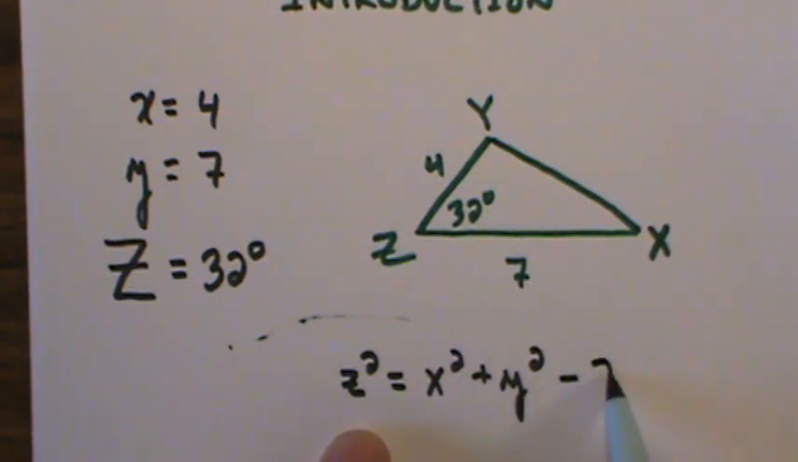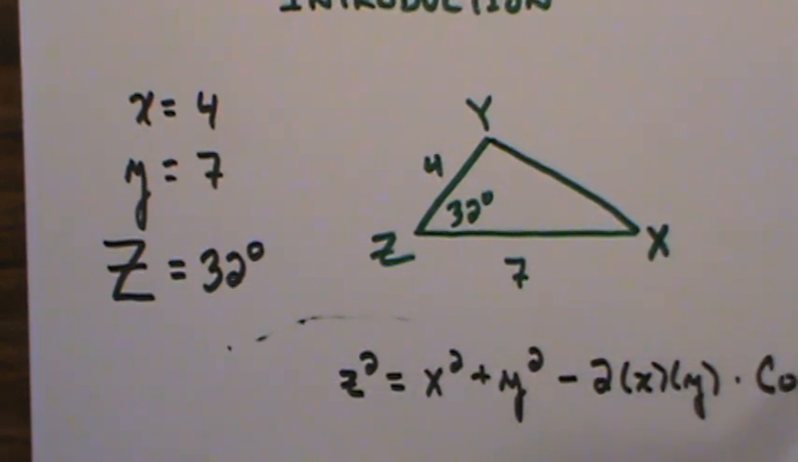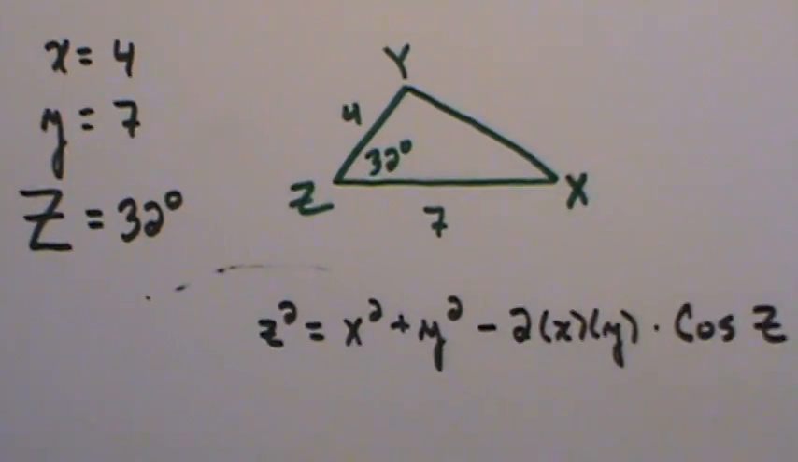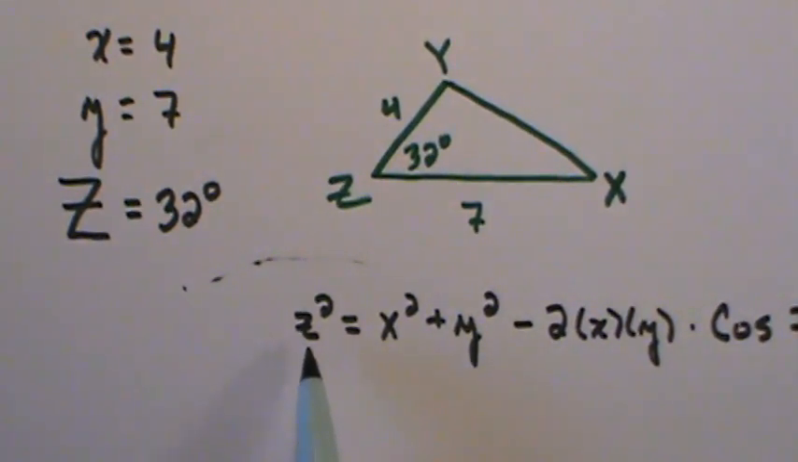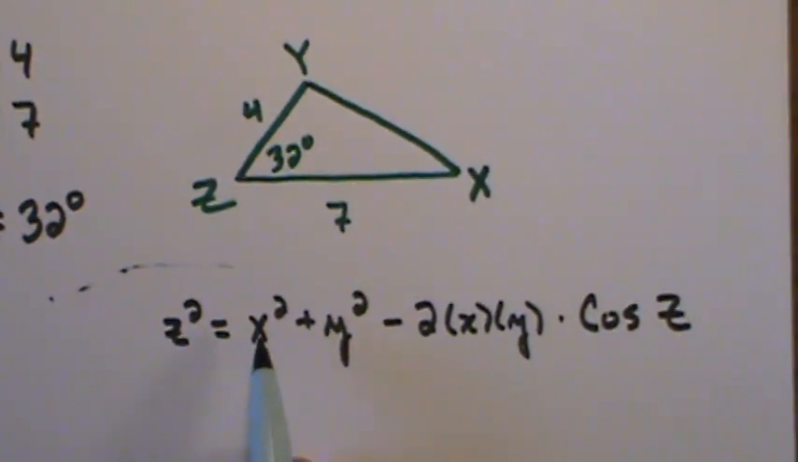You have to say minus 2 times x times y times cosine of that angle. So it's kind of weird here. If you're looking for a side, you will square the other sides of the triangle. You will subtract twice the product of those sides, so minus 2xy, and then take cosine of the angle for the side that you're looking for. Okay, now we'll look at this a couple different ways. We'll try to establish the understanding here.